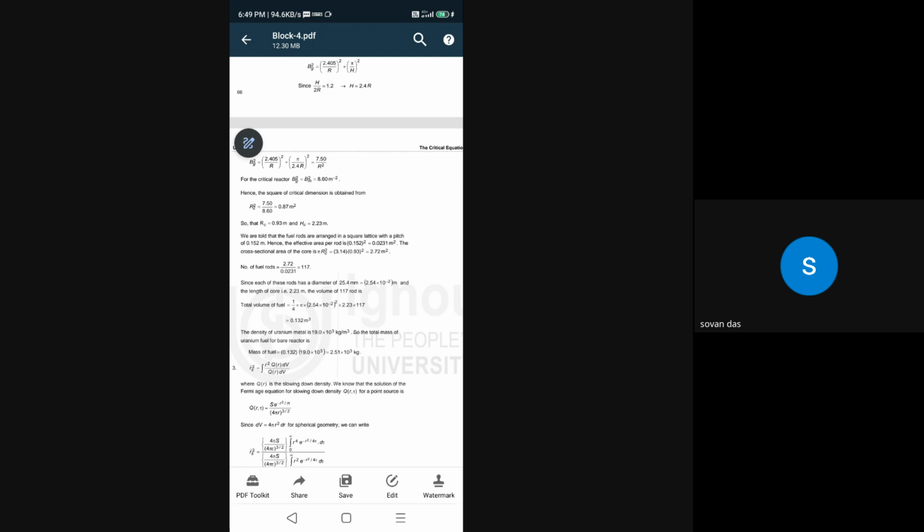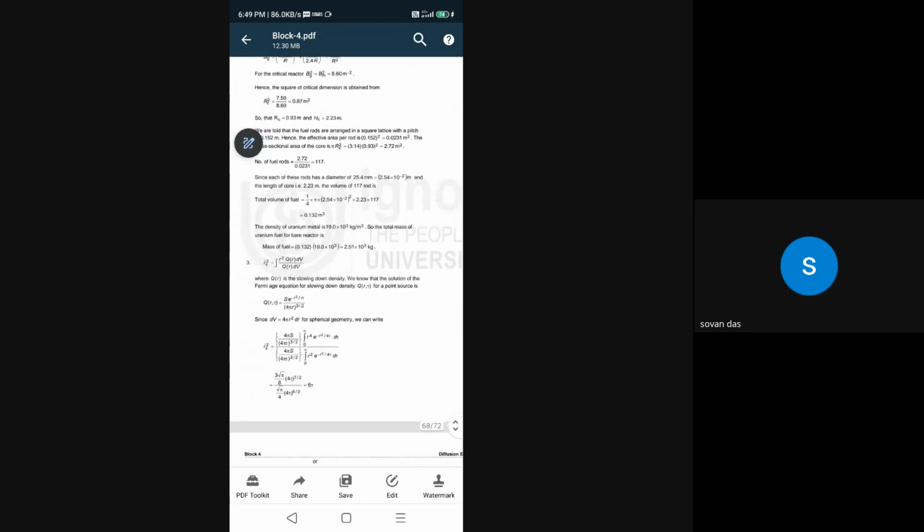So the density of uranium metal is 19.0 multiplied by 10 to the power 3 kg per meter cube. So the total mass of uranium fuel for the bare reactor is 0.132 multiplied by 19.0 multiplied by 10 to the power 3, which is equal to 2.51 into 10 to the power 3 kg. So your Rs square is equal to integration of R square Q dV by integration of Q dV, where Q is a function of R and it is the slowing down density.